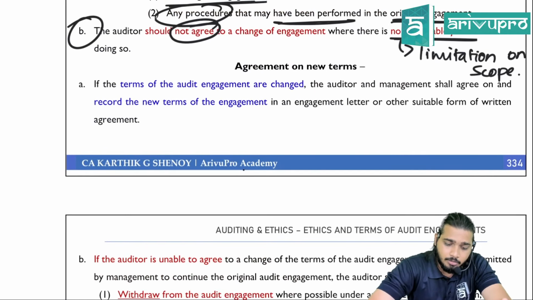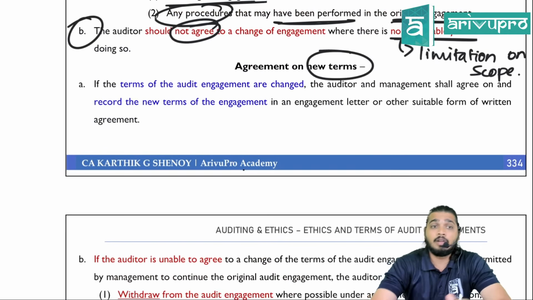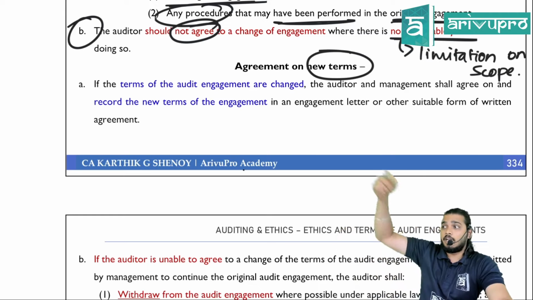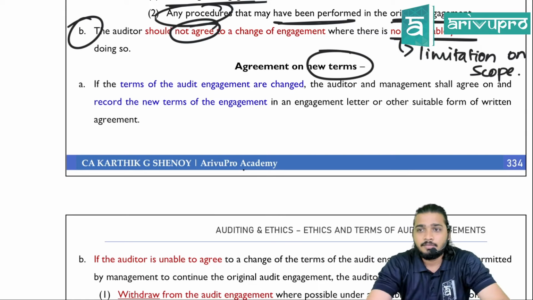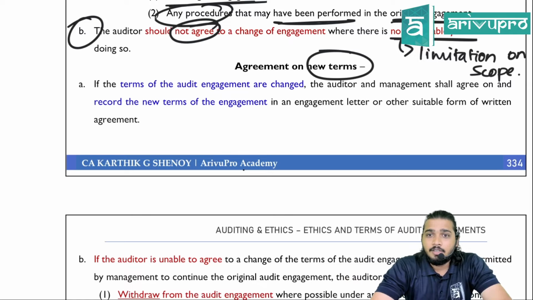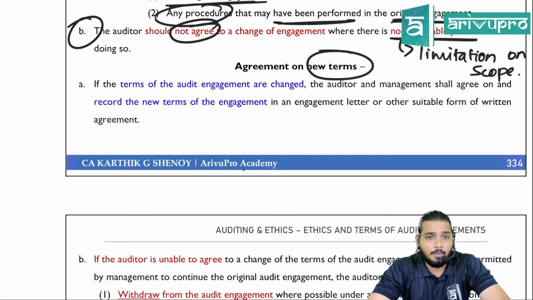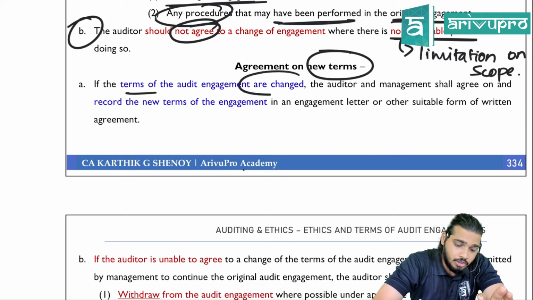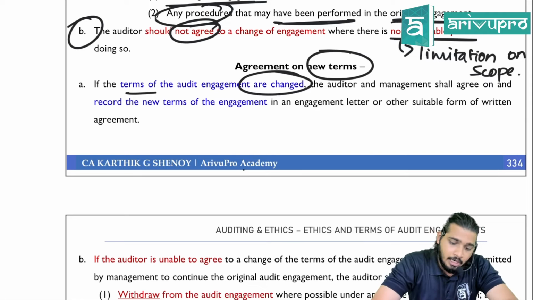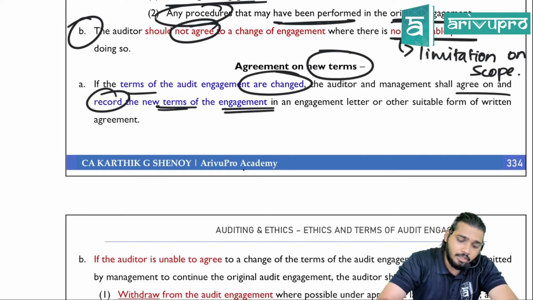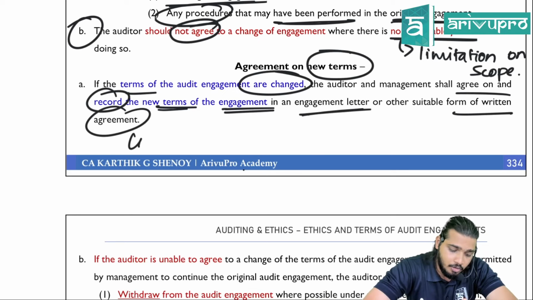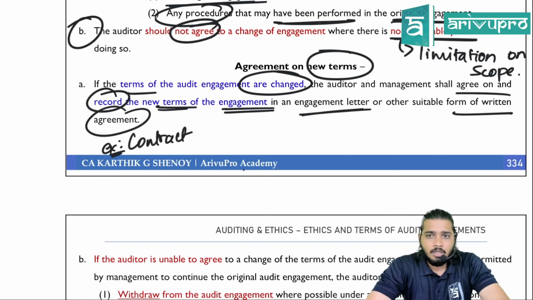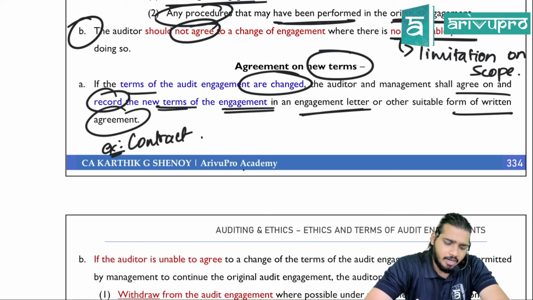Now agreement on new terms. Since we agreed on new terms, should we have a new engagement letter or should we have only the old one? Why new? Terms will be different now. Clear? So if the terms are changed, then agree on and record the new terms of the engagement in an engagement letter or any other form of written agreement. Could be contract. They say contract of service.